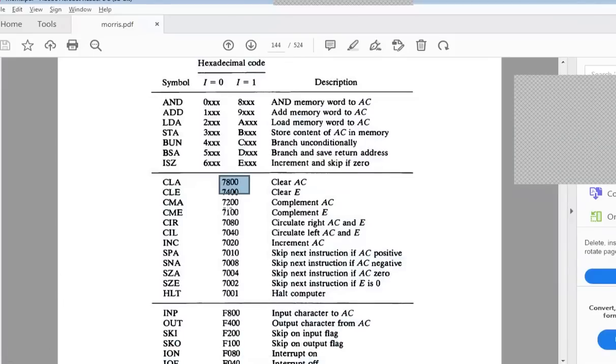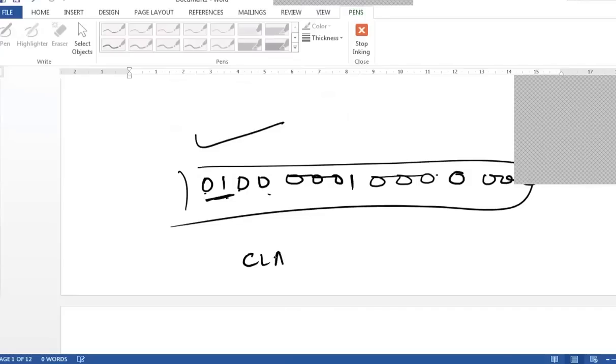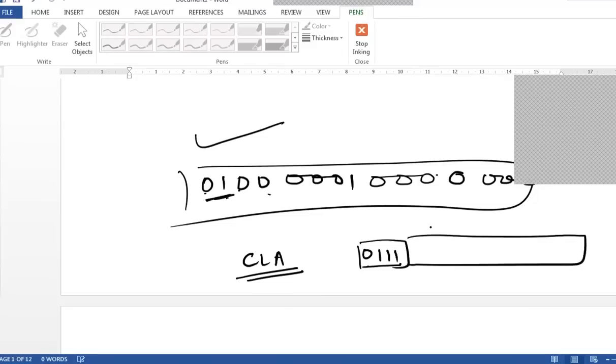Okay, let me show you one or two examples from here. Suppose I say that CLA. How is this CLA designed? CLA is clear accumulator. Whatever is the content of your accumulator, you are asked to clear it. And this is a register reference instruction. Okay, so we know that register reference instruction starts with 0111. Now, what we will do is remaining 11 bits are for register operations.